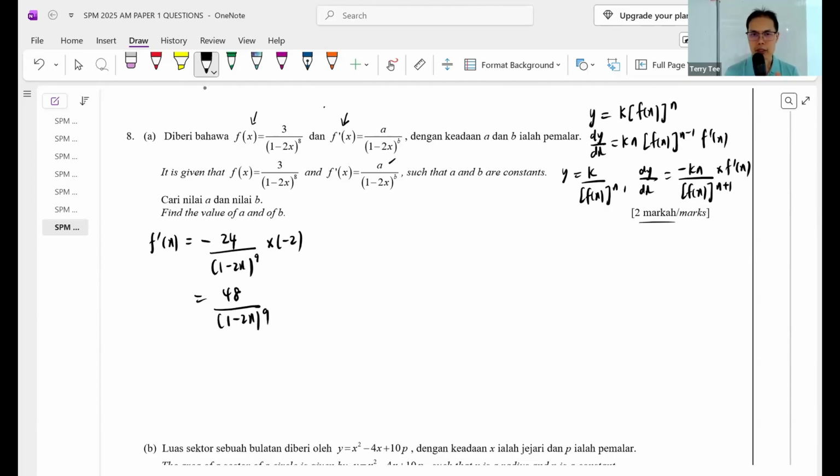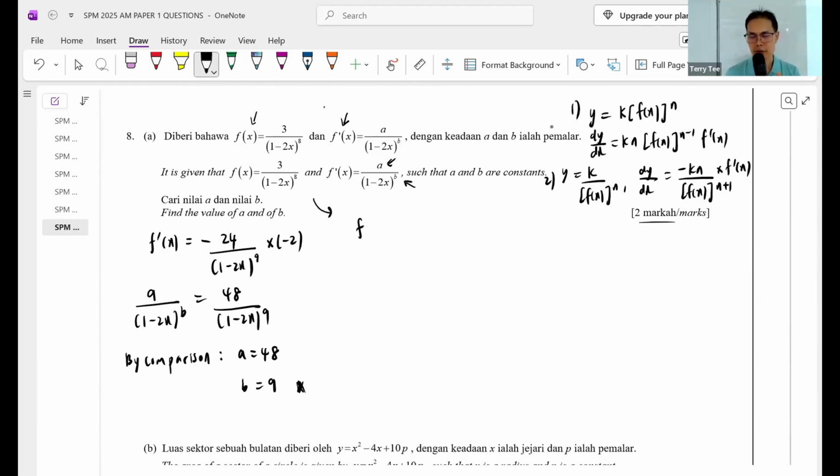And you want to compare with your A and B value that you've gotten here. So basically, I just copy this on this side and compare directly. This is B, sorry, it doesn't look like B, it looks like 6. This is B. So by comparison, what's your A? Your A is 48. Your B is 9.